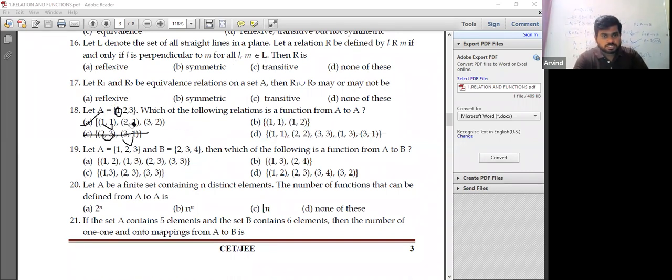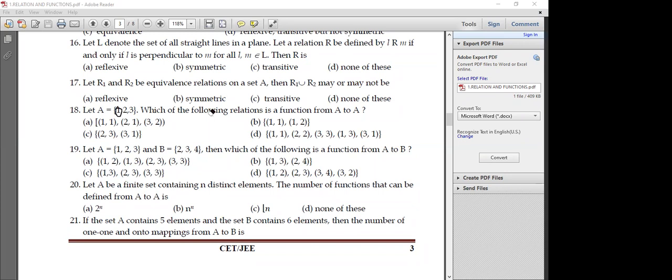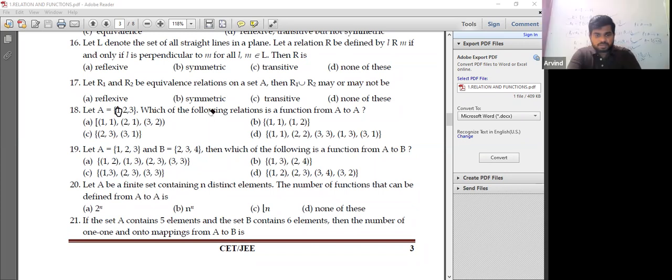Similarly, there is a next question, find it yourselves. Let A be equal to 1, 2, 3 and B be equal to 2, 3, 4. Then which of the following is a function from A to B? You should only find it. Find out which ones are not functions, then you will know which is the function. Which of the following is a function from A to B? C is a function. Okay, so Janavi is saying option C. Okay, what about the others?